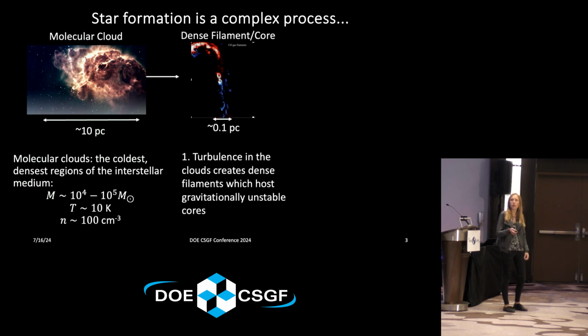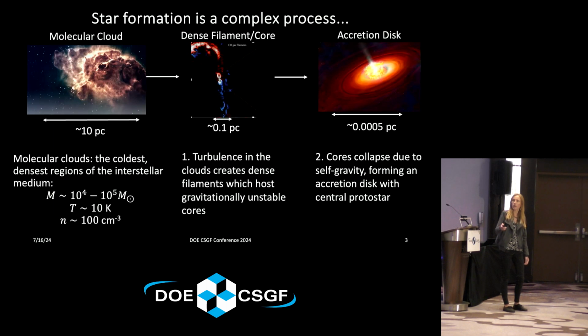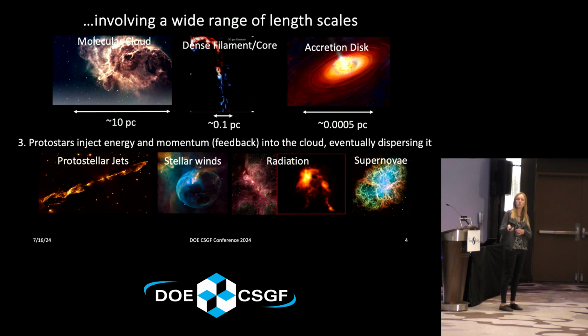But the turbulence in the clouds also creates these dense filamentary structures, which host gravitationally unstable cores. And these cores go on to collapse under their own self-gravity and form an accretion disk surrounding a central protostar. And these protostars inject energy and momentum, this is what we call stellar feedback, back into their parent molecular cloud, further influencing the star formation in the cloud and eventually dispersing the cloud. These are things like protostellar jets, powerful stellar winds, radiation, and supernovae.